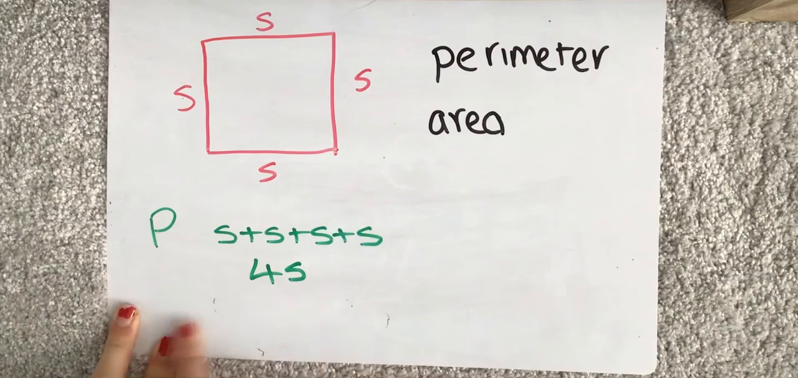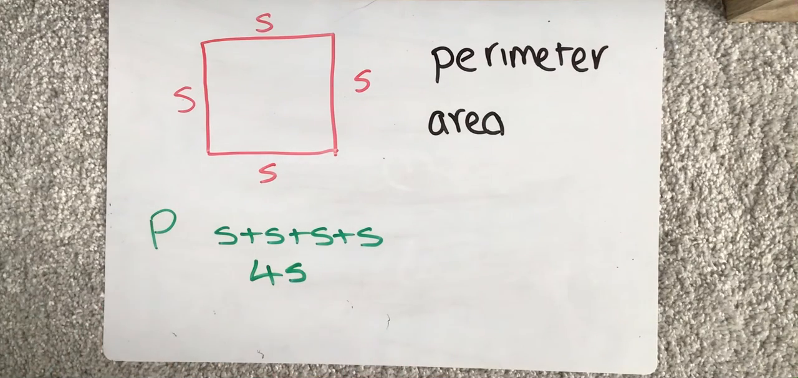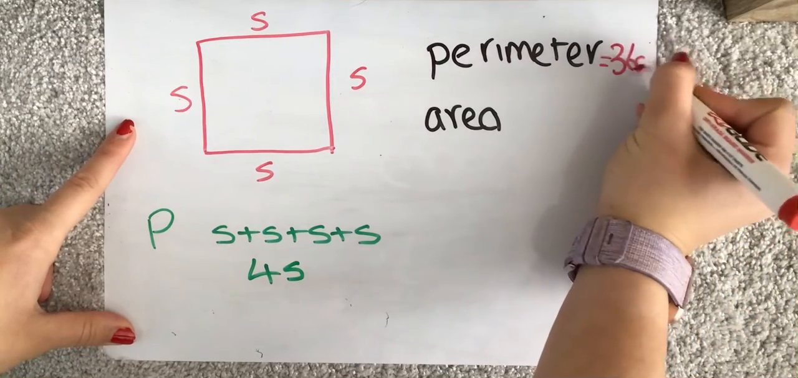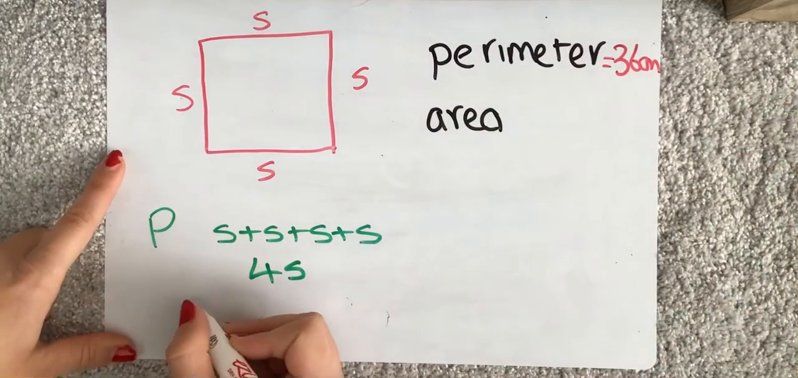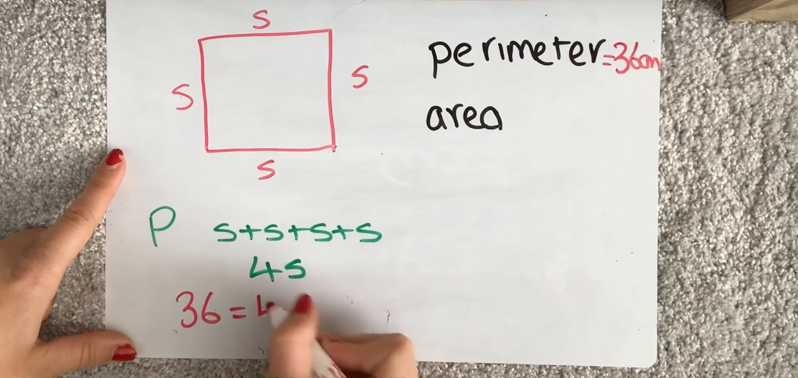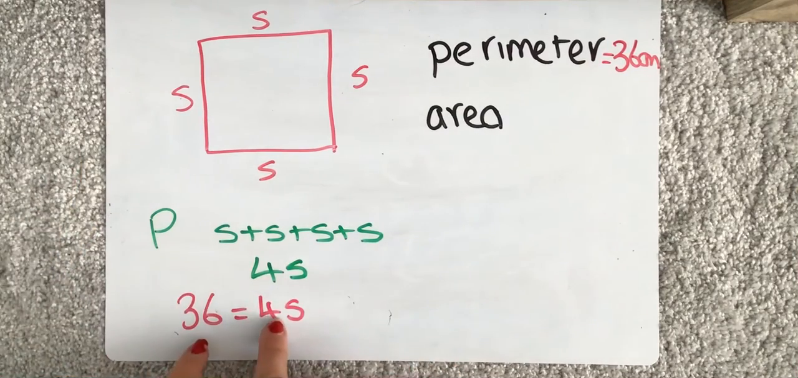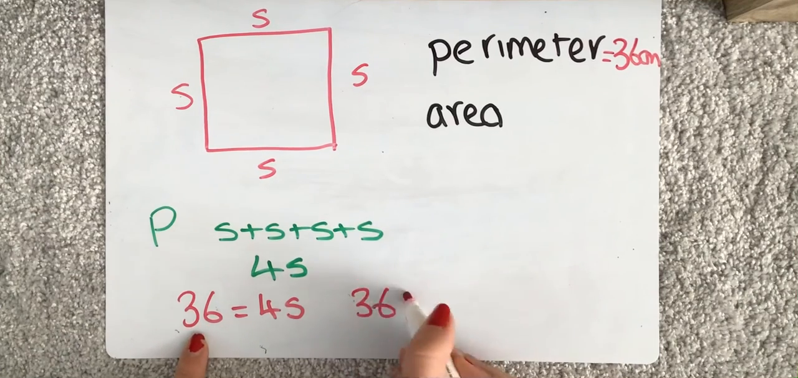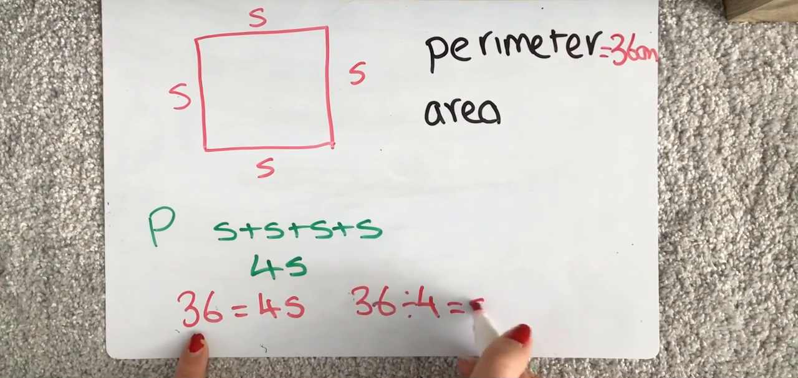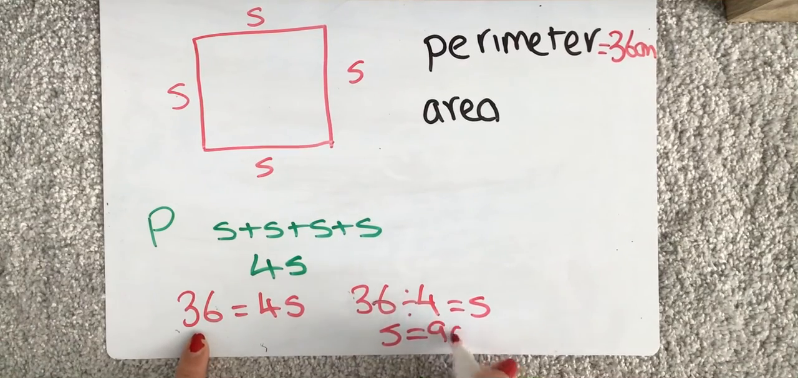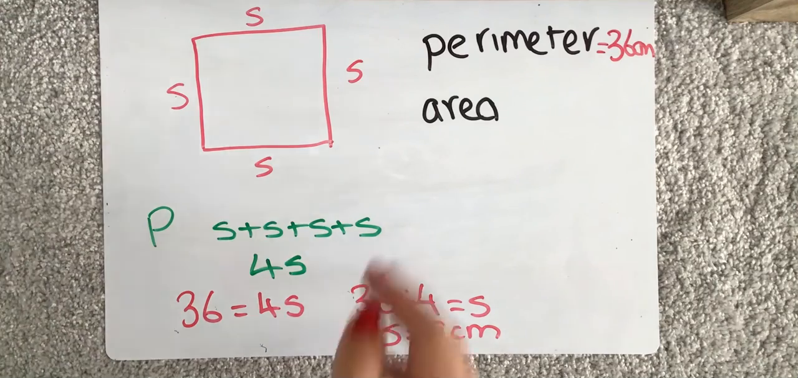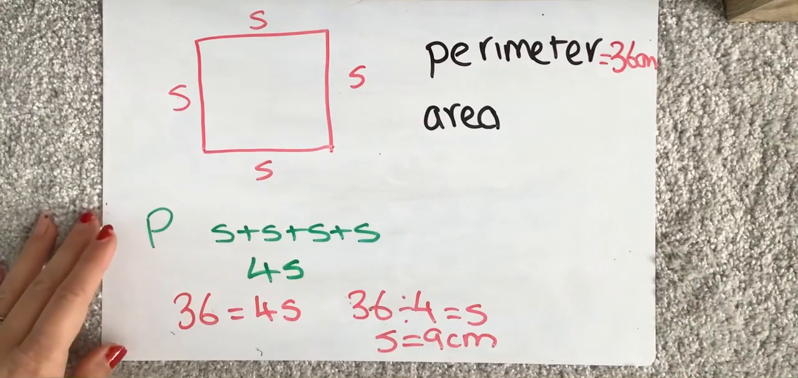Now that's my perimeter. Imagine that it told me my perimeter was actually 36 centimetres. I worked it out. Now, what I can tell you is 36 equals 4S. And I can now try to solve some sort of mini equation. Basically, I'm doing 36 divided by 4 to give me S. So S will be 9 centimetres. So what we can say is each side would equal 9 centimetres. Now that's just a little bit extra. Might help you with the MyMaths questions.